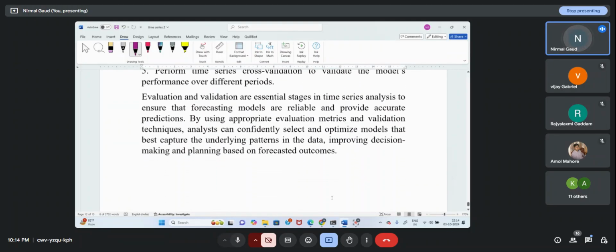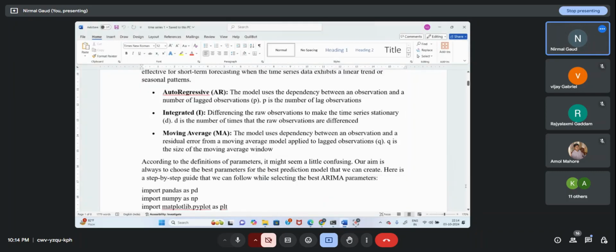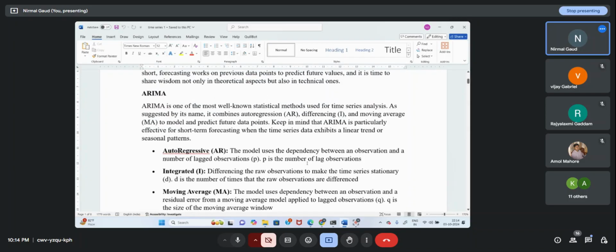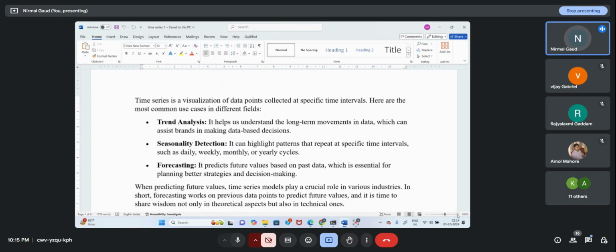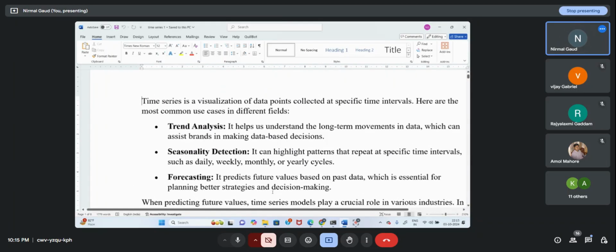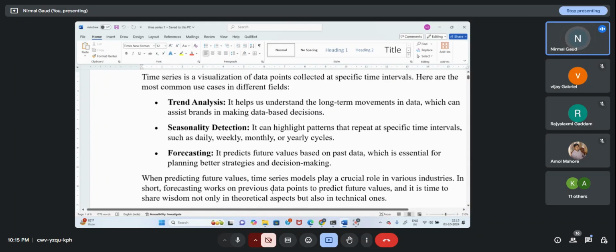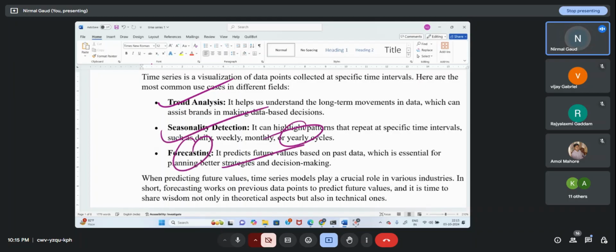Okay, and I do have other notes based upon time series. Here I have used some coding section also, some code I included. So I already told: time series, trend analysis, seasonality detection, cycles, forecasting. That's what we do in time series.